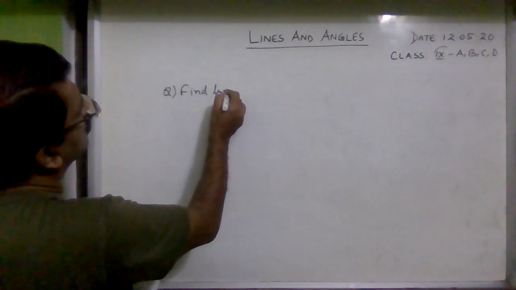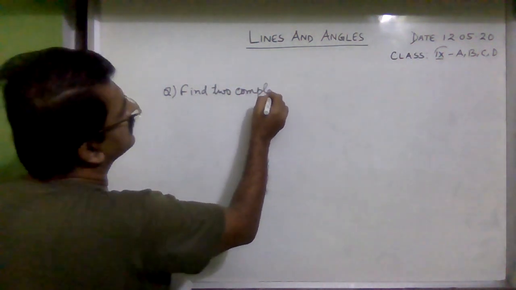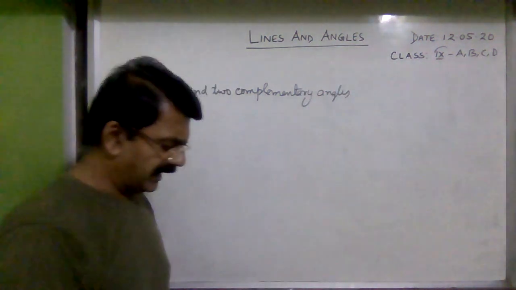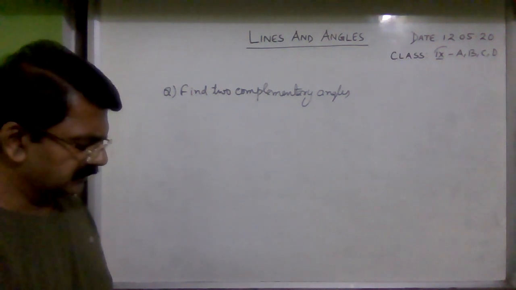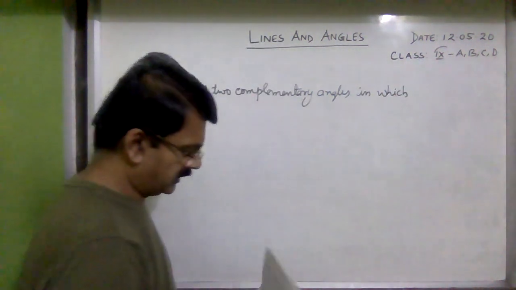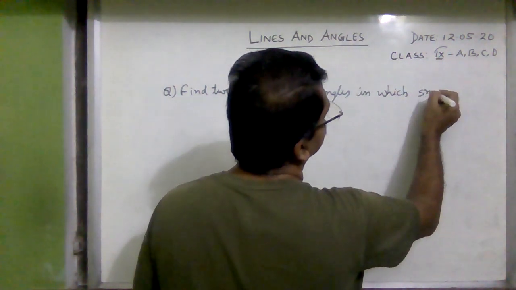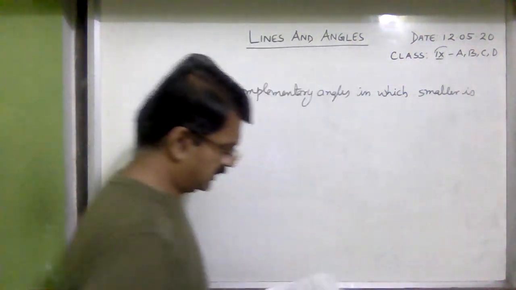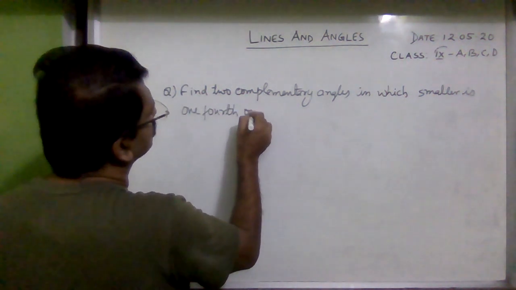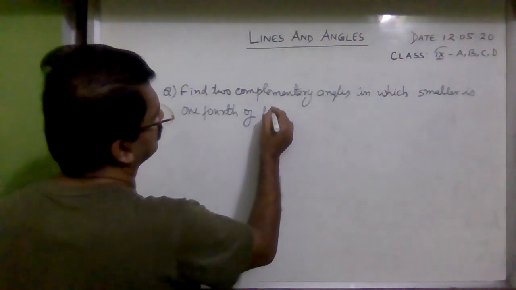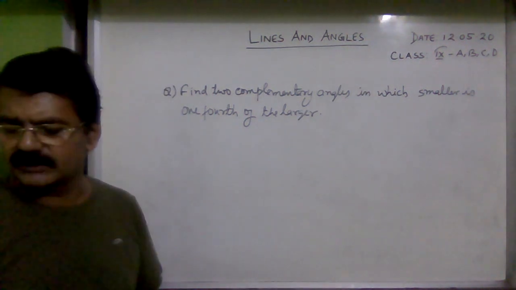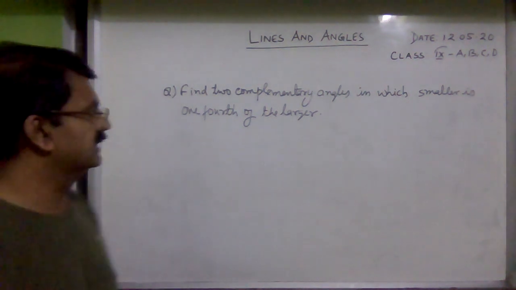Find two complementary angles in which the smaller is 1/4 of the larger.